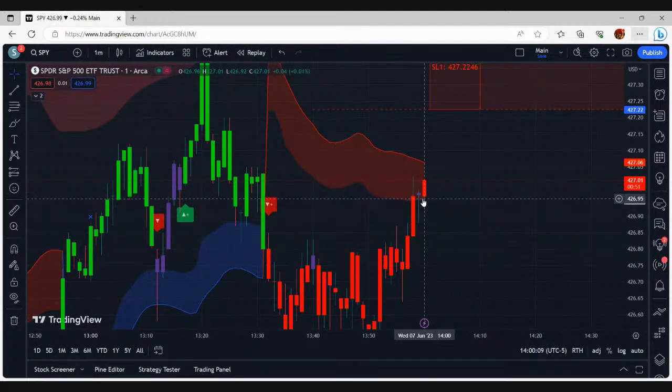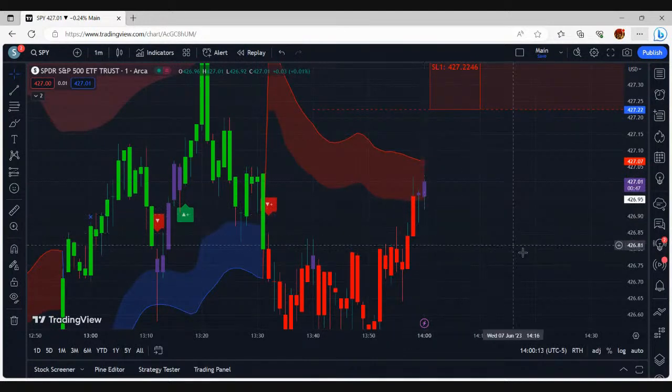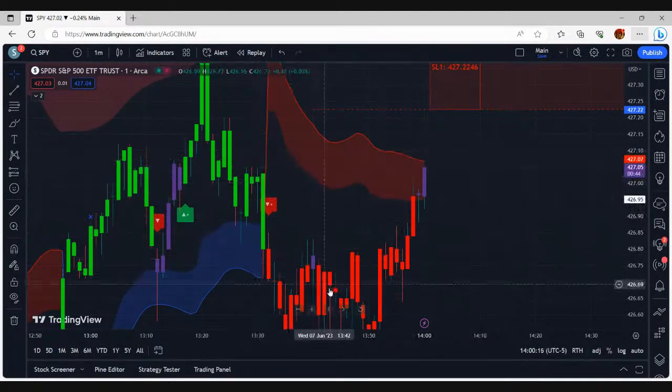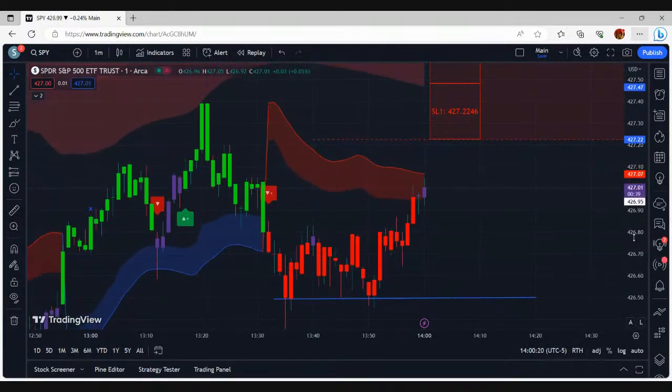So buyers stepped in on this candle and sucked it back up. So that's a bullish sign as well. And we're really starting to plow up here. So just kind of watching for potentially a green buy signal and a reversal at this point.